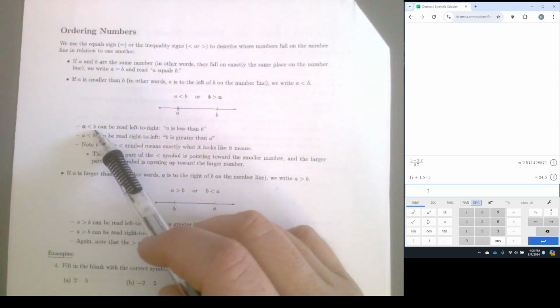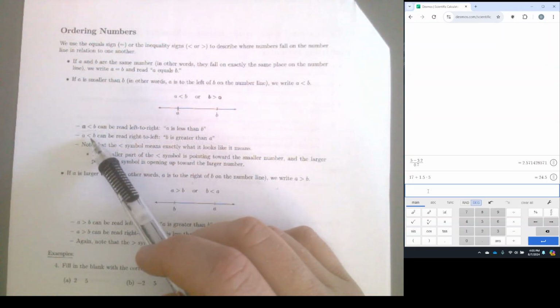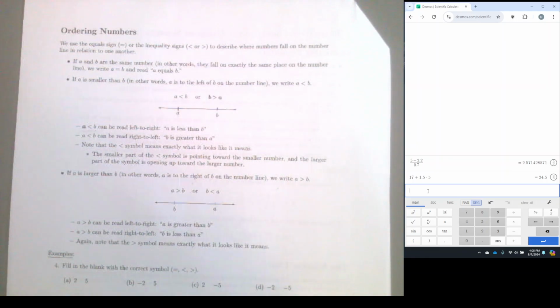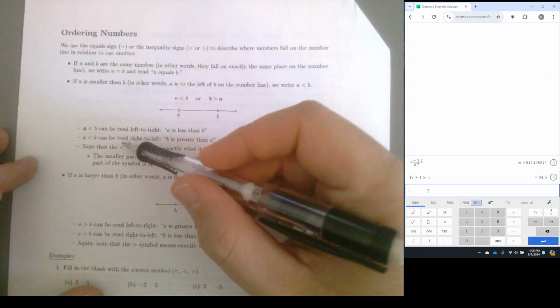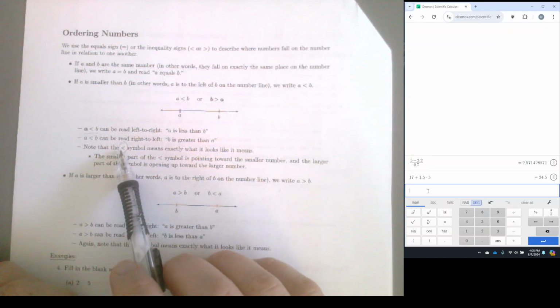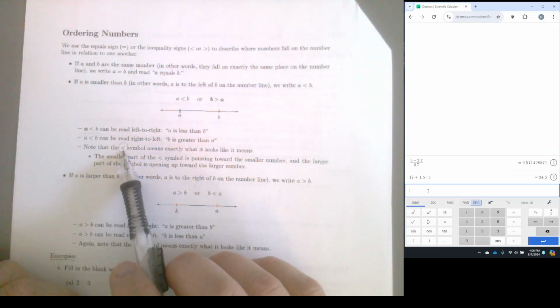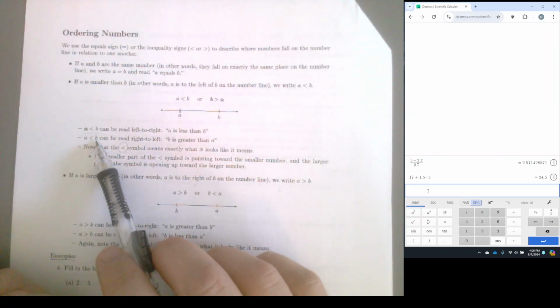So we can read this symbol from left to right: A is less than B, or we can read it from right to left: B is greater than A. In either case, note that this symbol means exactly what it looks like. The smaller part of the symbol, the point, is pointing toward the smaller number, and the larger part of the symbol is opening up towards the larger number.